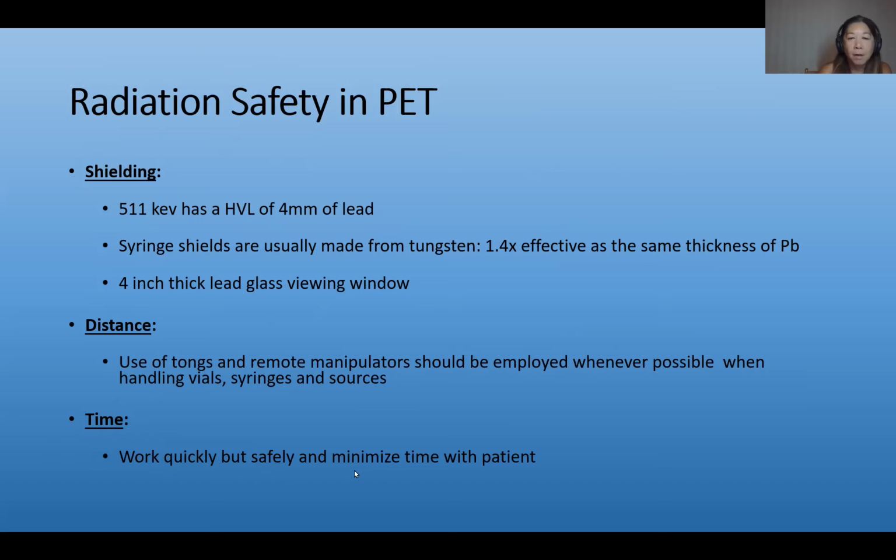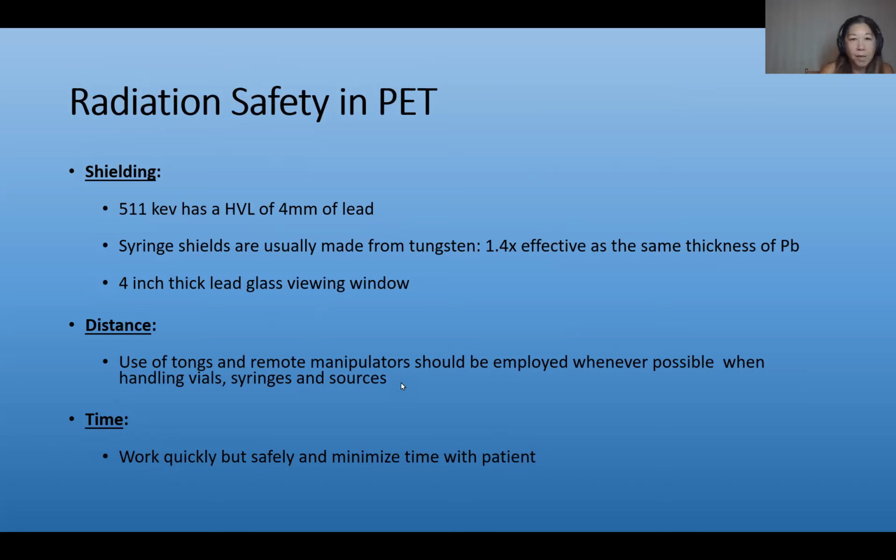Remember that we allow the patient to ask questions before they're injected, so that once they are radioactive, we don't have to spend a lot of time in close proximity to them trying to explain or answer their questions.